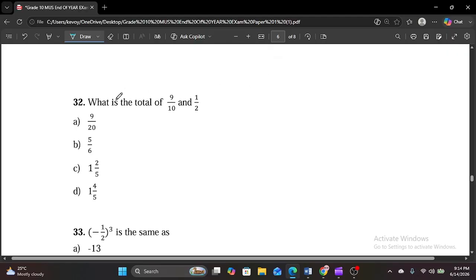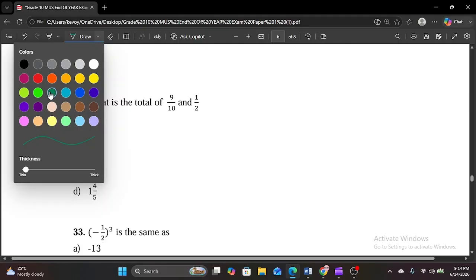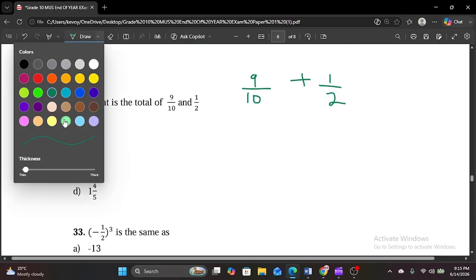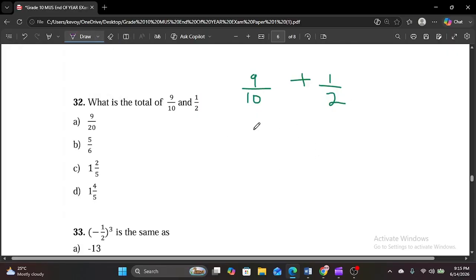What is the total of 9 over 10 and 1 over 2? So we're being asked to add these two fractions. So this is going to be 9 over 10 plus 1 over 2. The first thing that we're going to do is write our lowest common denominator between 10 and 2, and that's going to be 10.